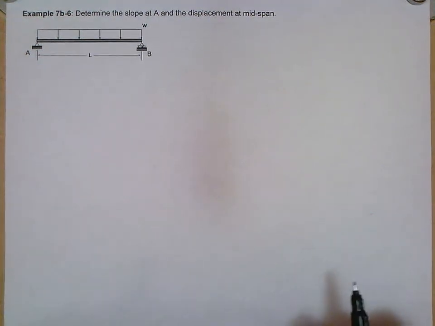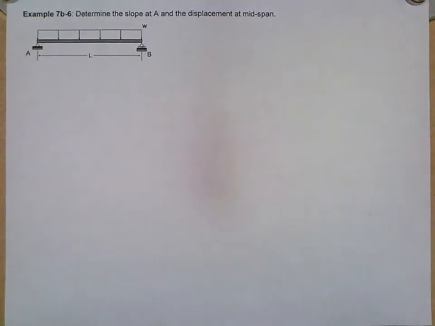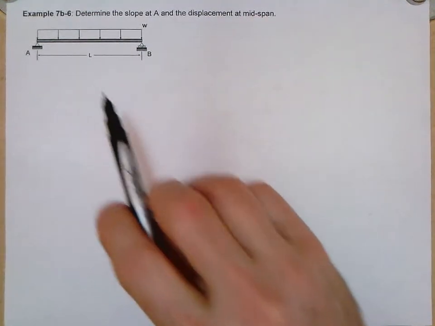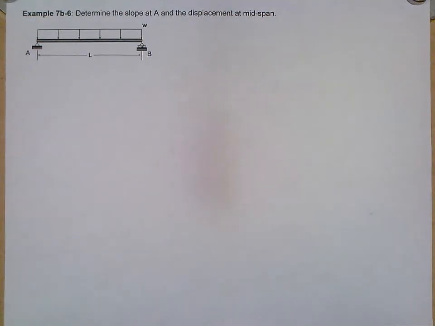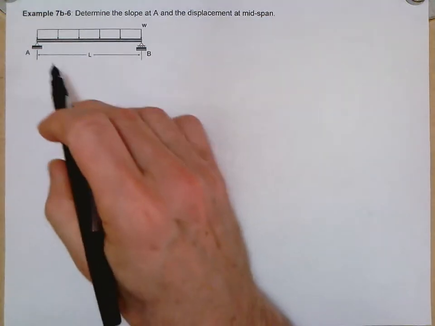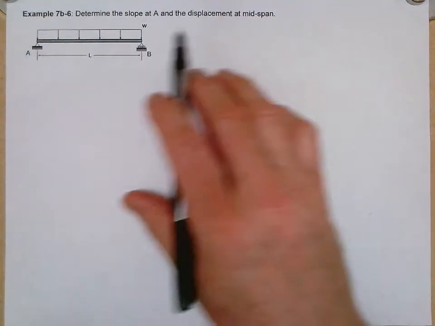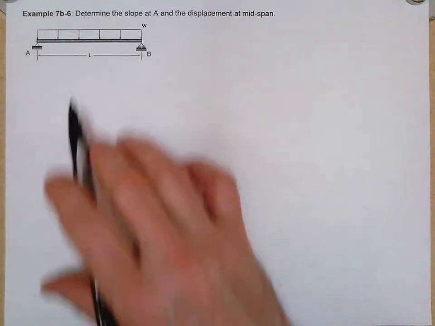All right, welcome back. Today I want to work a problem with you that kind of challenges our notion of conjugate beam and direct integration. So let's look at this problem. I want to find the slope at A, which is here at the pin, and the displacement at the midpoint.